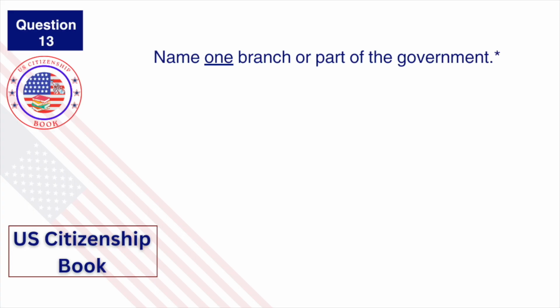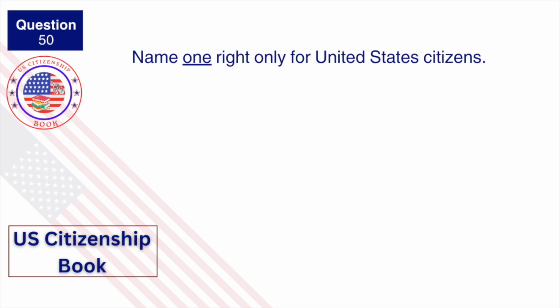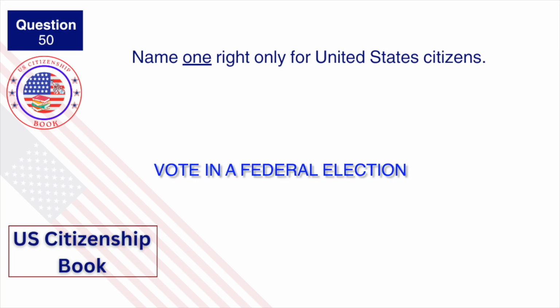Name one branch or part of the government. Congress. What movement tried to end racial discrimination? Civil rights movement. Name one right only for United States citizens. Vote in a federal election.